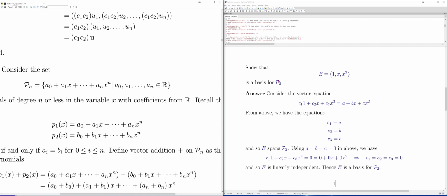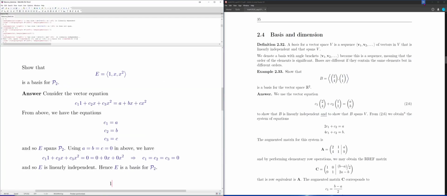Okay, so this here is a vector space, and I want to show that 1, x, and x squared would be a basis for your vector space P2. How would you show that 1, x, and x squared is a basis? Well, you need to show the same two things that have been shown for the other cases. I need to show that these three are linearly independent and that they span the vector space.